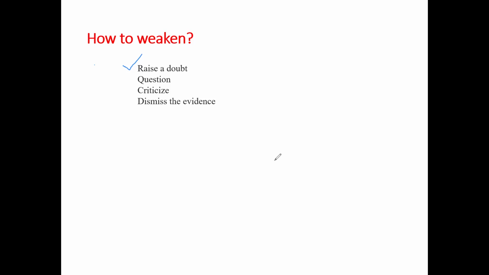So by raising a doubt, you can weaken. So find out an answer that raises a doubt on the given conclusion, and automatically the argument becomes weakened. Okay, and in the same way, if somebody says that this is correct, you question that with some logics and you criticize, dismissing the evidence. So these are all different techniques in order to weaken a given argument. So in every session, I'll be teaching you these concepts. Okay, right.